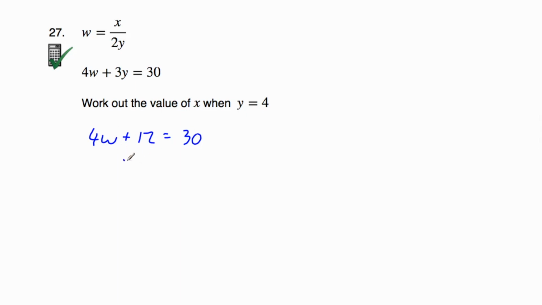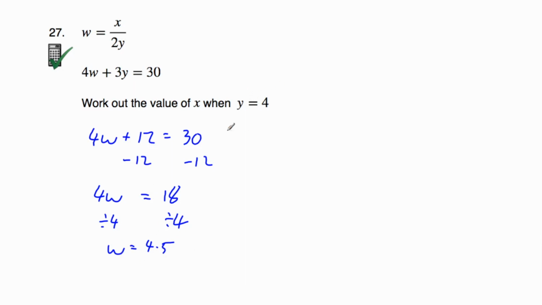We want to get the w on its own, so let's take away 12 and take away 12. 4w plus 12, take away 12, will just leave us with 4w. And on our right hand side, we've got 30 take away 12, which is equal to 18. So we've got 4w equals 18. We want to find w, so we're going to divide by 4 and divide by 4. 4w divided by 4 would just be w, and 18 divided by 4, well, half of it is 9, half again is 4.5. So we now know that whenever y is equal to 4, w is equal to 4.5.